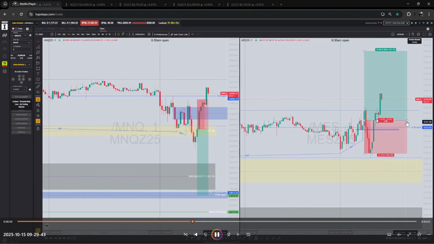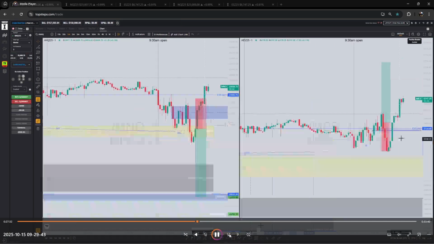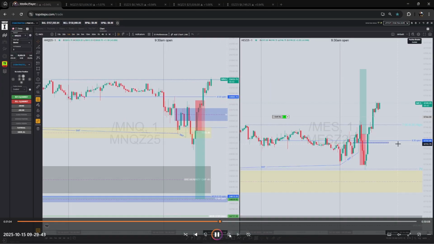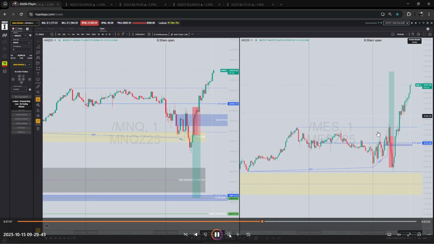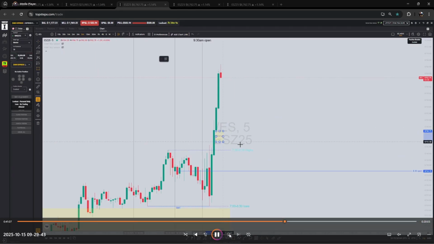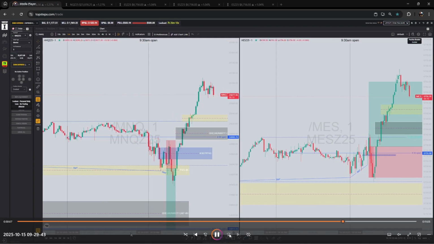There would have been my re-entry here in this fair value gap. This would have been my re-entry for higher prices, and a 1 to 2 risk to reward would have hit easily on today's trading. As you can see, price just displaced higher.